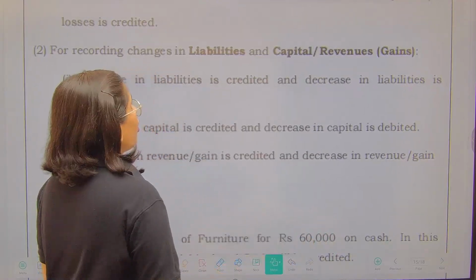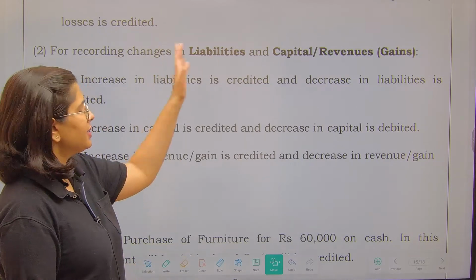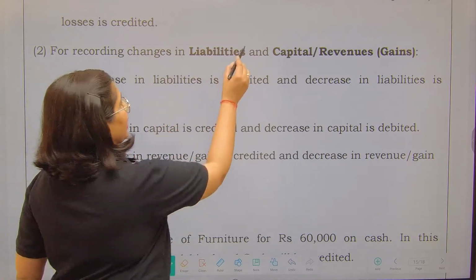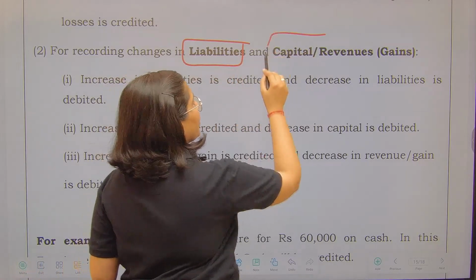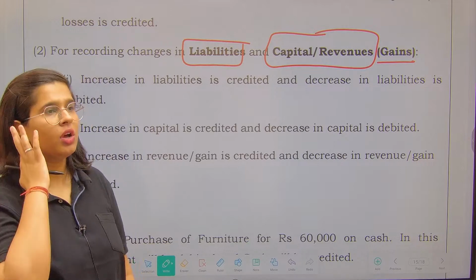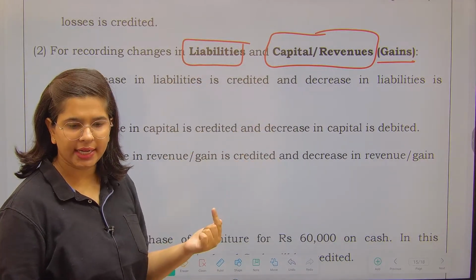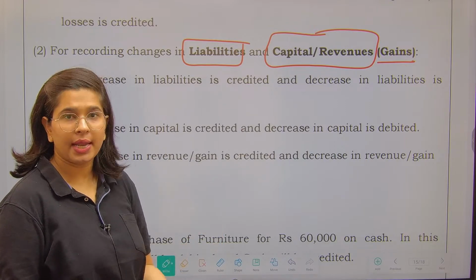Next is the recording of liabilities, capital, or revenue and gains. They are of the same nature. All three of them increase when credited and decrease when debited.